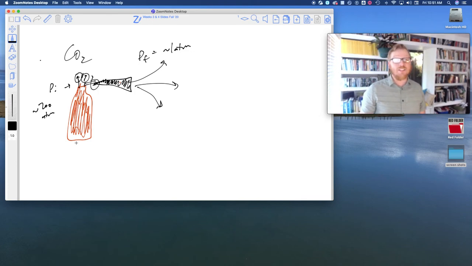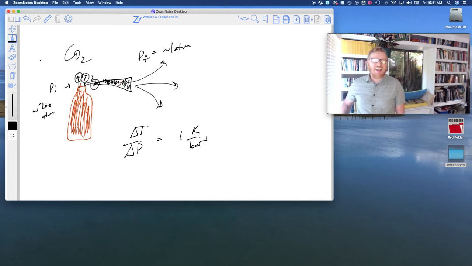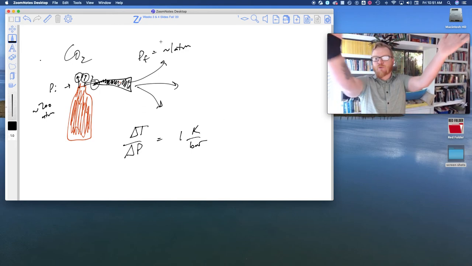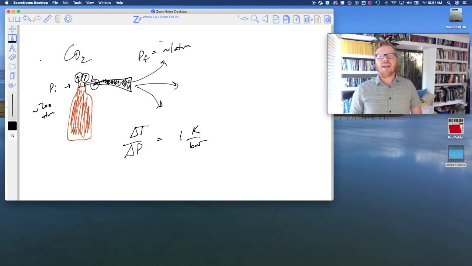So what that tells us is, because we know the Joule-Thomson coefficient, delta T over delta P for CO2 is about 1 Kelvin per bar, if you expand this thing by 200 atmospheres, so you just open this thing, you let it throttle right out into the atmosphere, it's going to drop 200 Kelvin. It's going to get really, really cold. And it'll put out a fire. We'll prove this in the laboratory. We will do this in the lab.